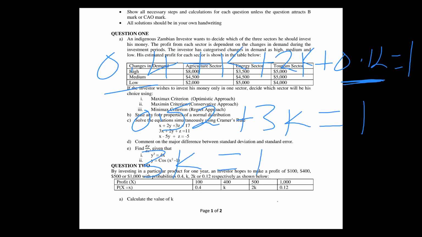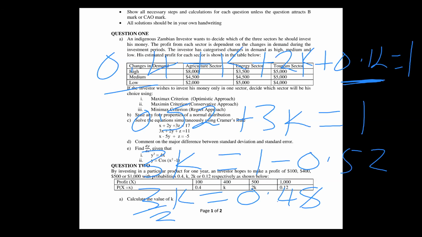3K should be equal to 1 minus 0.52. And what is 1 minus 0.52? What do we get? 0.48. That should be divided by 3 so that our K can be equal to what? 0.16. That's the value of K. You are done. Happy?